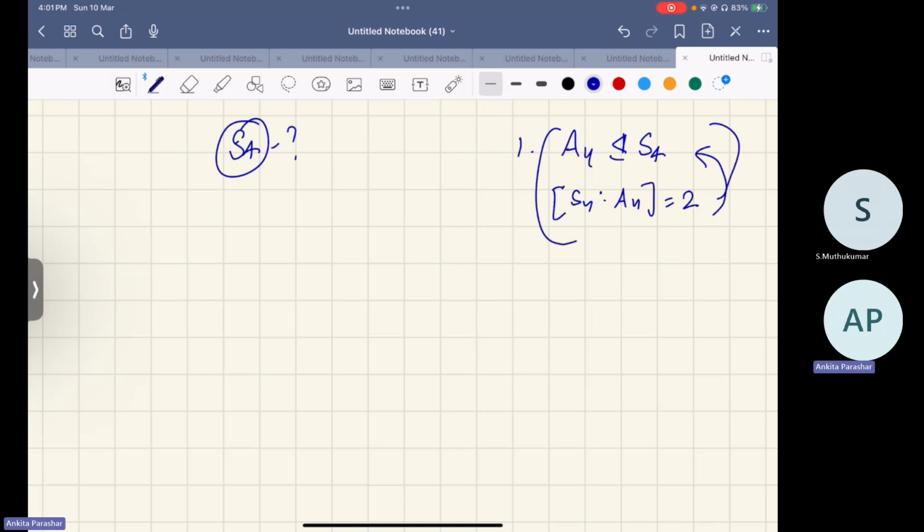Now, S4 has cardinality 24, A4 has cardinality 12. So A4 is still a big group. It can have several subgroups which are normal. Can you find one normal subgroup inside that?